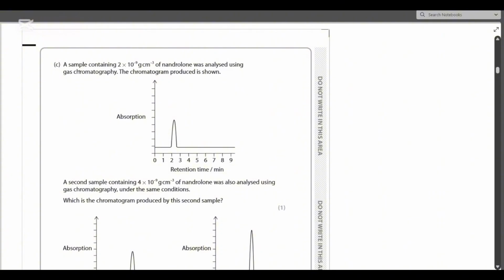Part C: a sample containing 2 times 10 to the power minus 9 gram per cm cubed of nandrolone was analyzed using gas chromatography. The chromatogram produced is shown. You have the absorption and then you have the retention time right here.